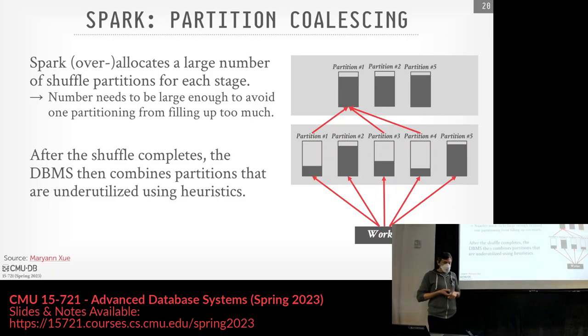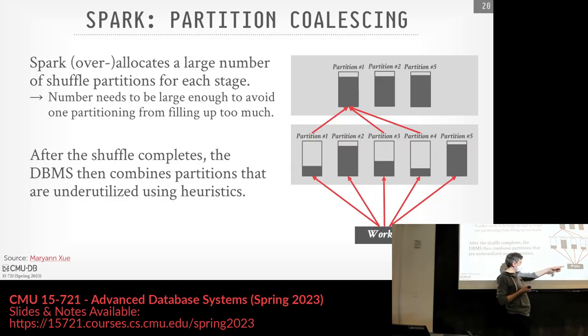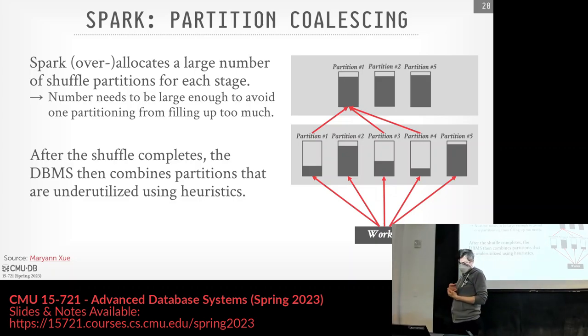I don't remember what the default partition size they said was. It might have been like 64 megabytes or something like that. Again, they do this because they don't know what the data is going to look like coming out of the worker, because they don't know how to predict selectivities of filters, joins, and other operators. So you just allocate enough memory, fill it up, and then combine it together once you realize that you over-predicted.